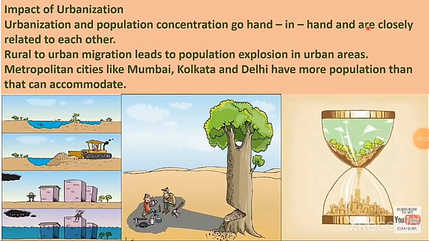Next, impact of urbanization. Urbanization and population concentration go hand in hand and are closely related to each other. Rural to urban migration leads to population explosion in urban areas. So, because of urbanization, the population distribution will be more in the urban areas. Metropolitan cities like Mumbai, Kolkata and Delhi have more population than they can accommodate.